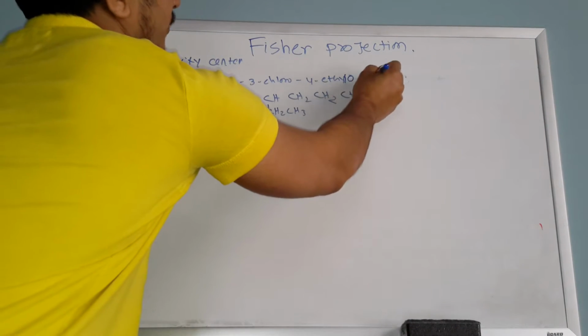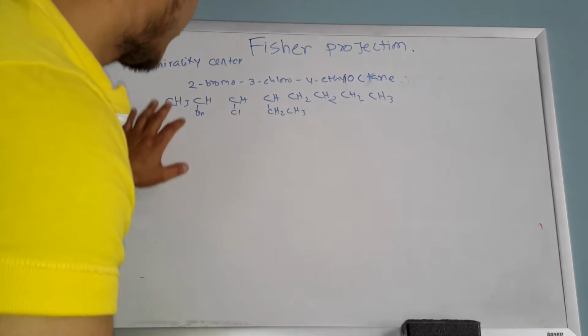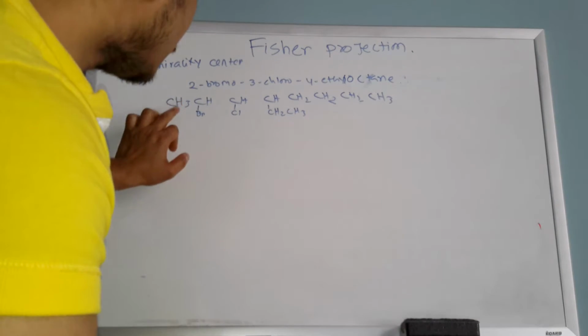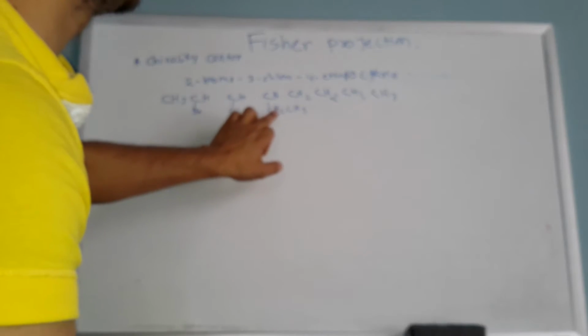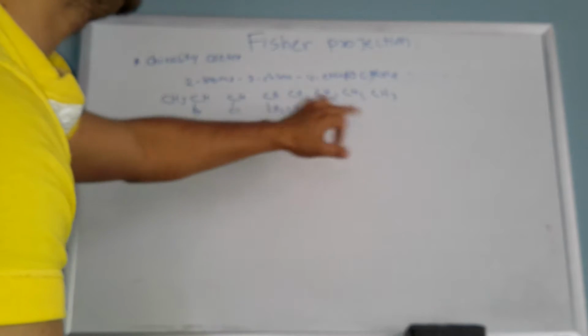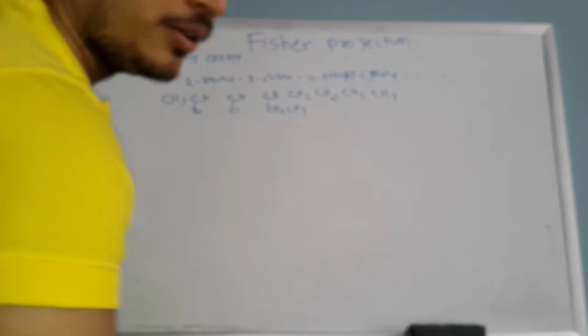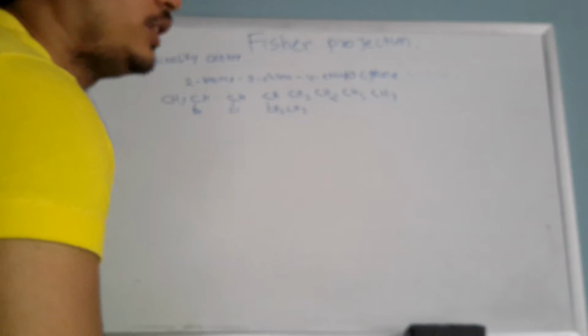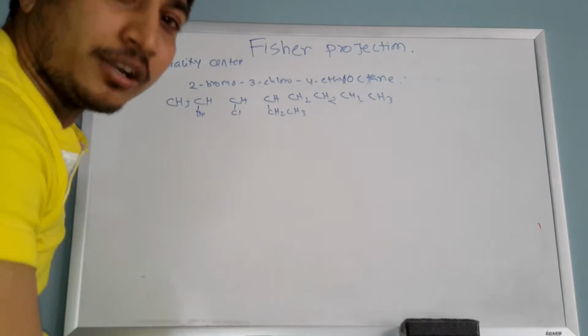Okay, let's talk about octane. So for example, if you are given 2-bromo-3-chloro-4-ethyl octane, this is your molecule. Then what you have to do is convert it to the Fischer projection.